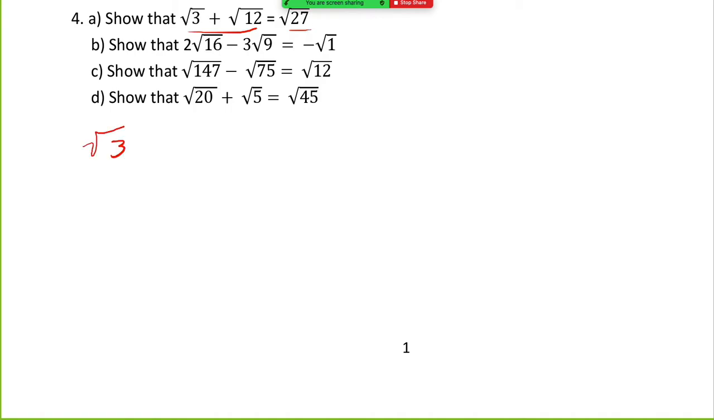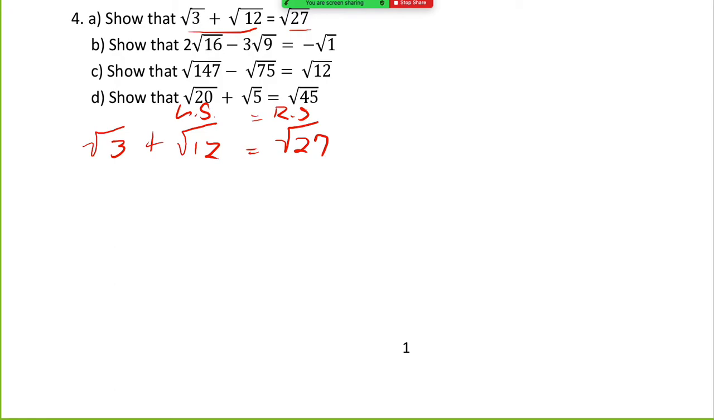We have root 3 plus root 12 is equal to root 27. Really what we want to do is show that the left side is equal to the right side. So we can manipulate both of the sides to kind of meet in the middle in this case. Sometimes the teacher will say only manipulate one side to prove it, but I can show you that manipulating both sides and then just rewriting the answer after does the exact same thing.